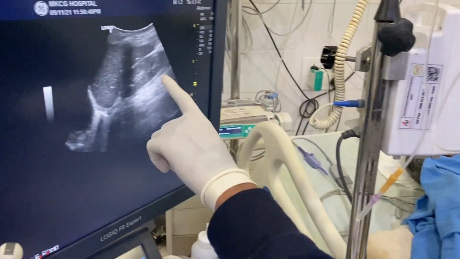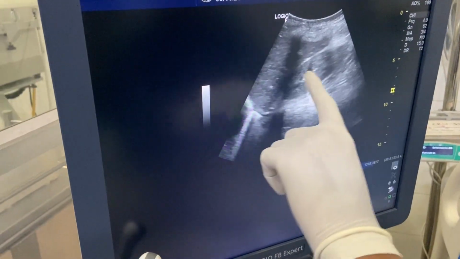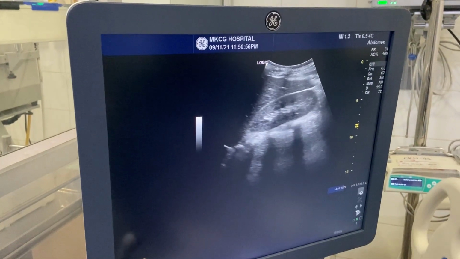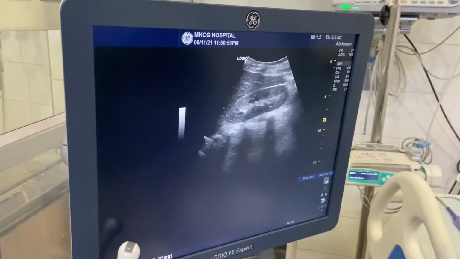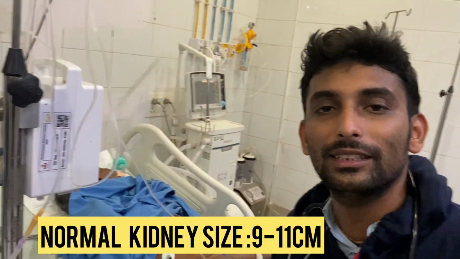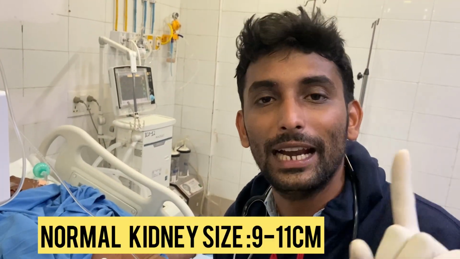So this is the kidney. You can see this area. This is the liver, and this entire part is the kidney part. Now it's time to tell you the normal kidney size. The normal kidney size is 9 to 11 centimeters. In length, it is 9 to 11 centimeters.